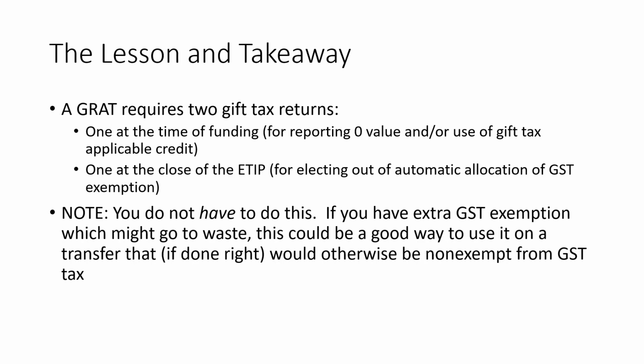But the big lesson here and the takeaway is that if you're doing a GRAT, you're going to have to plan on two gift tax returns in most scenarios. One is a gift tax return at the time of funding, where you'd report the zero value and or use gift tax applicable credit. Then you'd have another one at the close of the ETIP period, simply for electing out of the automatic allocation of the GST exemption.